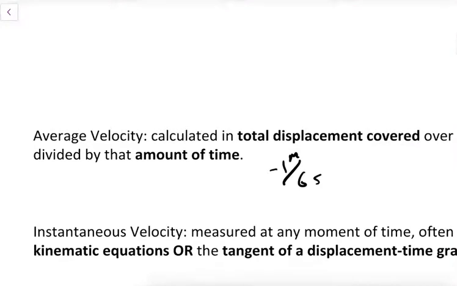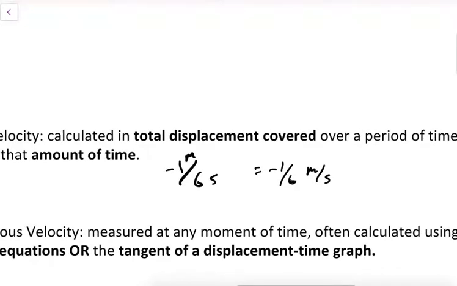Now, actually, so -1/6 meters per second. I don't have a calculator with me right now, but I do not like writing in fraction form. So I would want to write this in decimal form. So this would be your final answer.